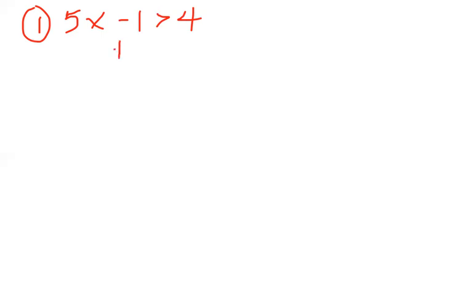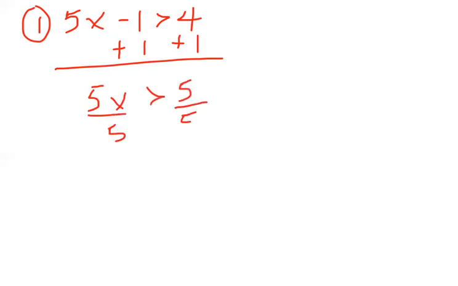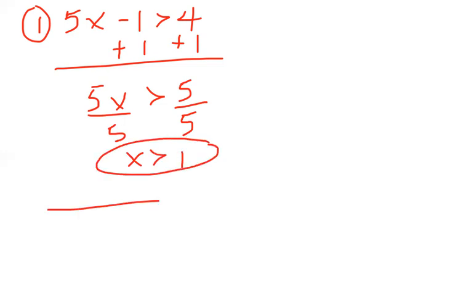So we're going to go ahead and add 1 to both sides. This comes out to 5x is greater than 5. Divide both sides by 5, so we get x is greater than 1. So there's your solution, but we have to graph it. We go on the number line, plot our 0 to separate the number line, and plot the boundary value of 1.